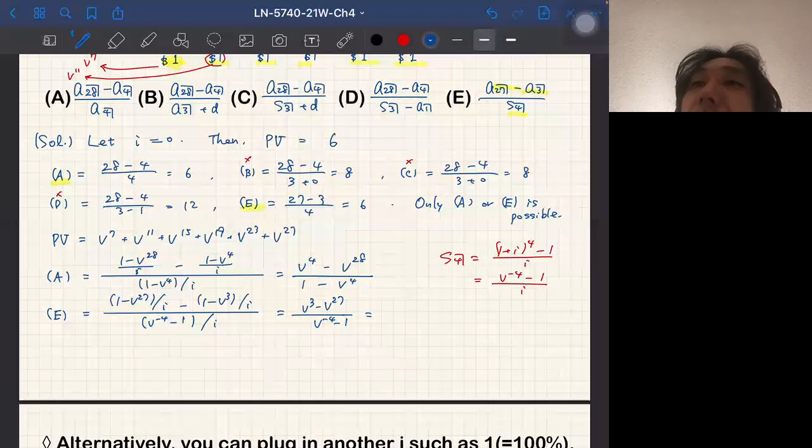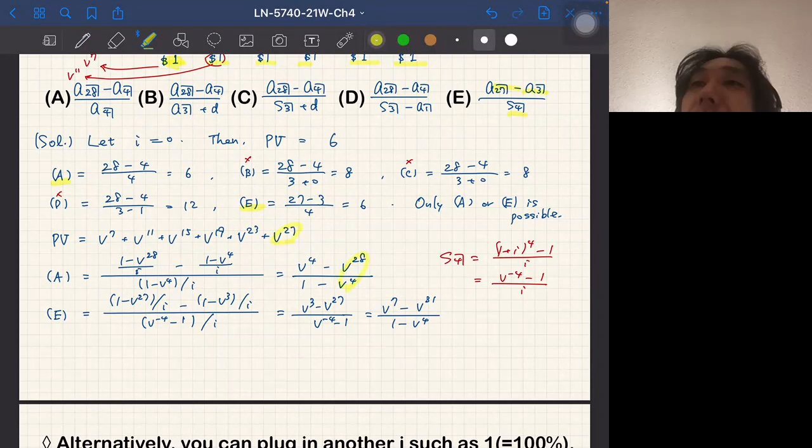So we multiply v to the 4th power on numerator and denominator. So v to the 7 minus v to the power, maybe 31, over 1 minus v to the 4th power. Okay. And now we can see what's the highest term. So v to the power 27, and this is the 28 over 4.